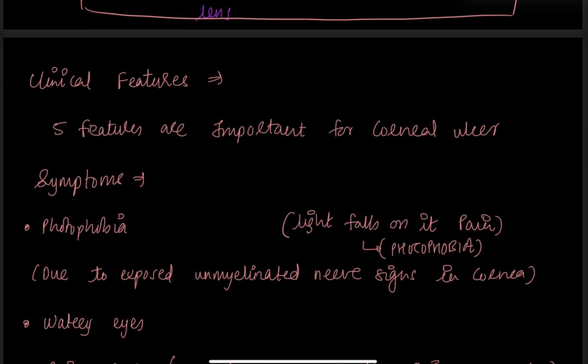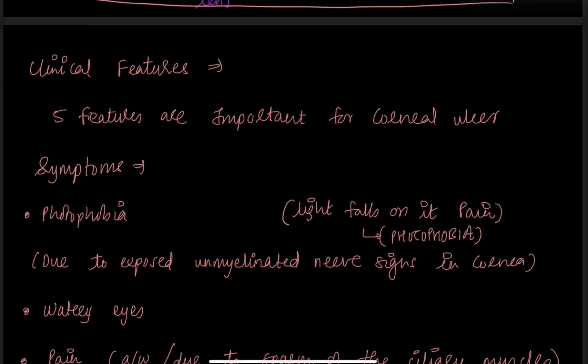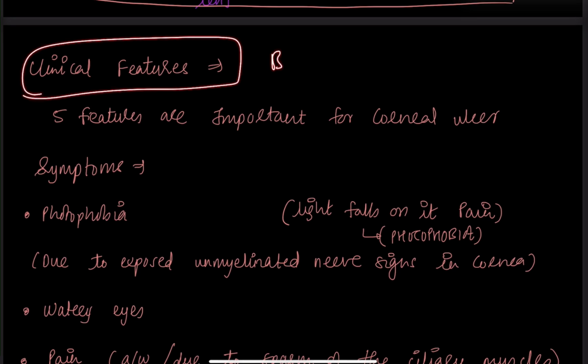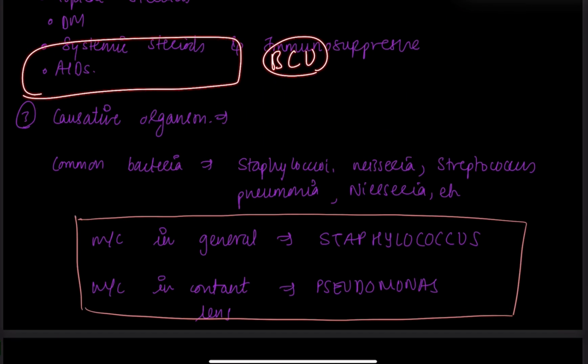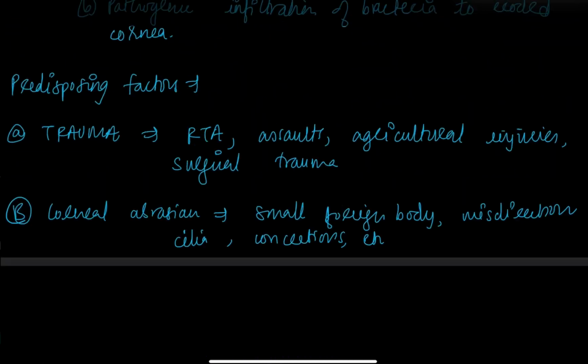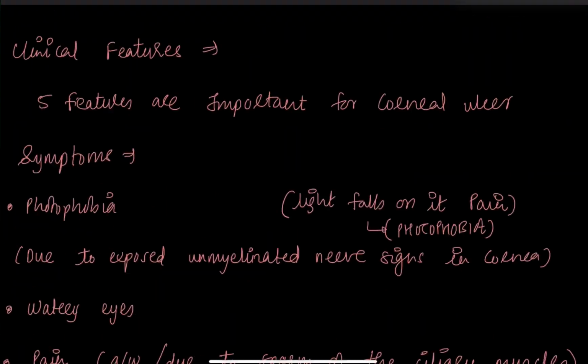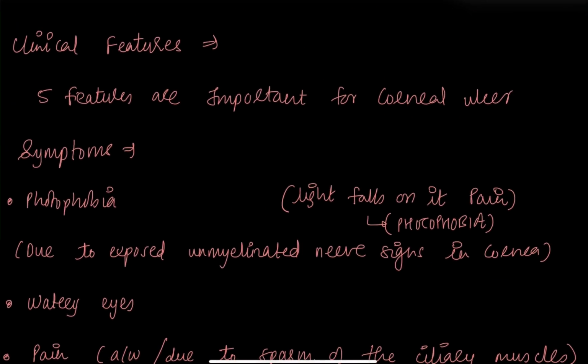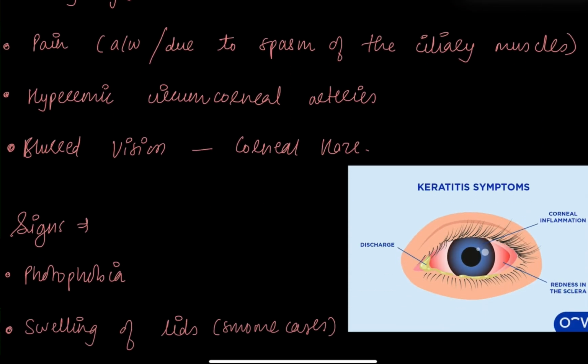The next part of the topic will be the clinical features of bacterial corneal ulcer. This was all about rote learning. Everything was rote. You can read it and memorize it. This is the concept part which you have to understand.